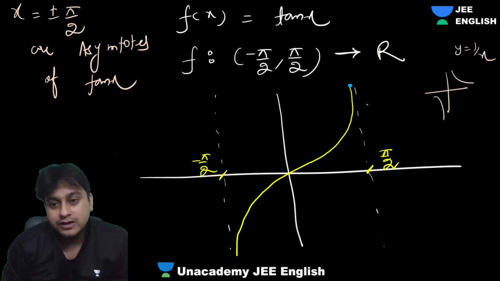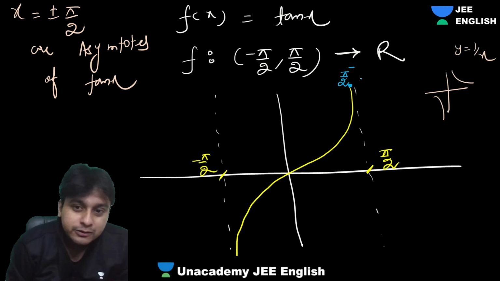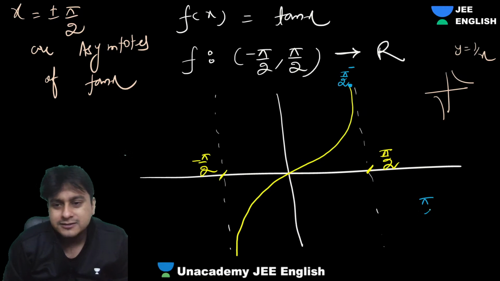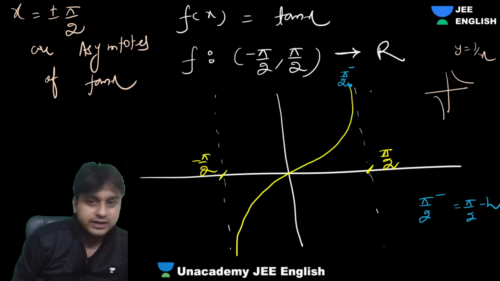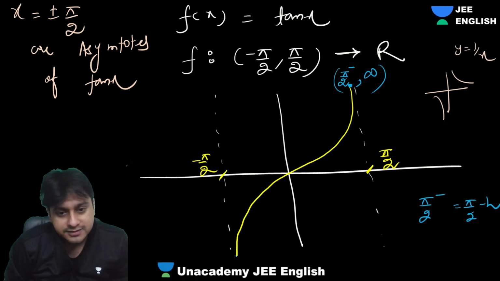Okay. So guys, what is this point just before pi by 2? Can I say this point will be slightly before pi by 2? So pi by 2 say just before, pi by 2 minus. What is the meaning of pi by 2 minus? That means pi by 2 minus h. That means just before pi by 2. Okay, because that's not exactly pi by 2, right? Comma infinity, comma infinity.